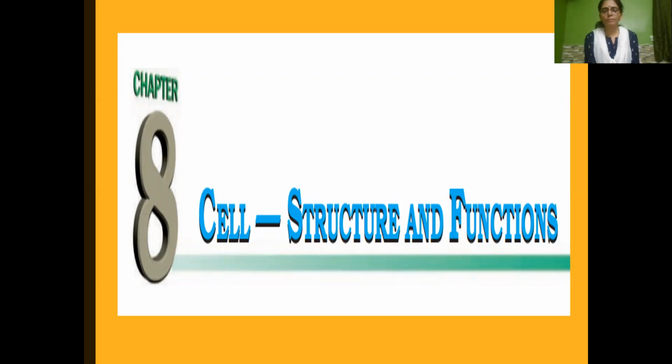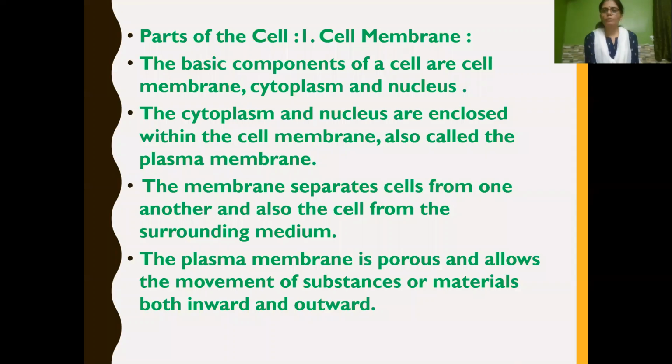Let's have a recap of the chapter cell structure and functions, whatever we have learnt in the last session. We have learnt about different parts of the cell. First, we have learnt about cell membrane. The basic components of a cell are cell membrane, cytoplasm and nucleus. That is, under the parts of the cell, we have learned what are the three basic components of the cell. Three components of the cell are cell membrane, cytoplasm and nucleus.